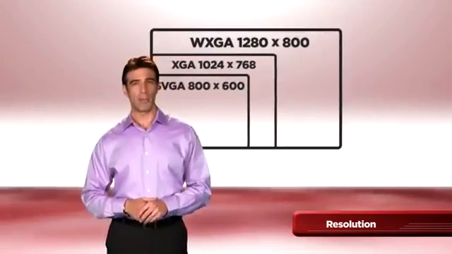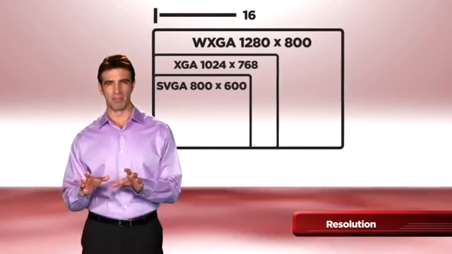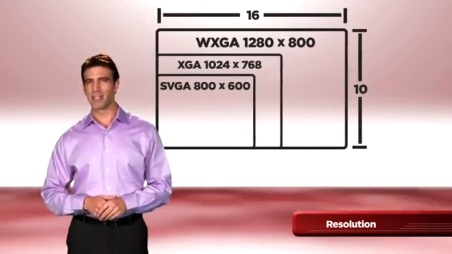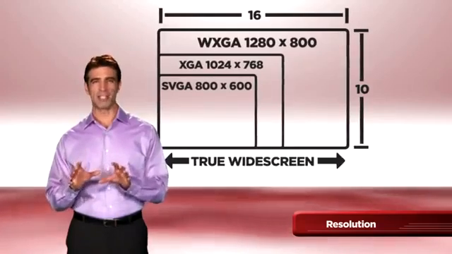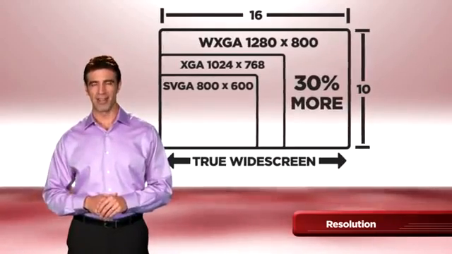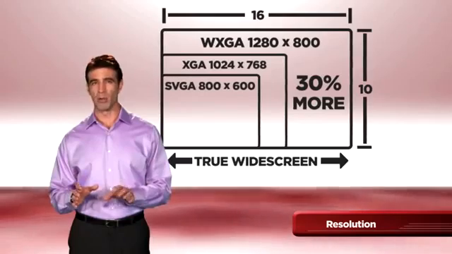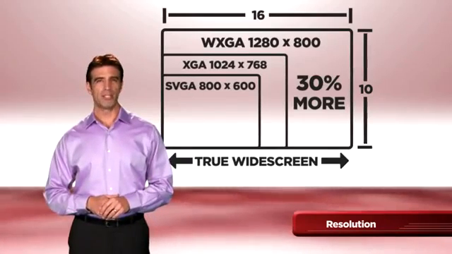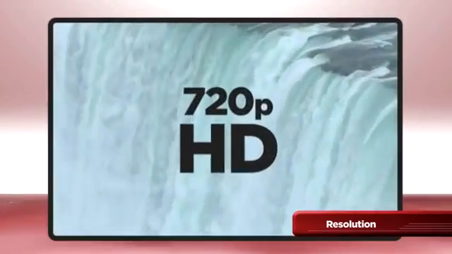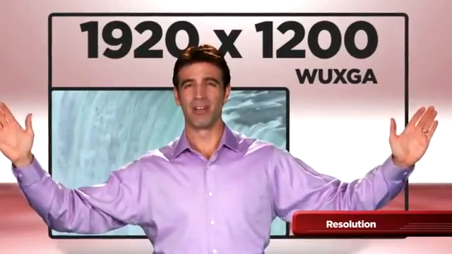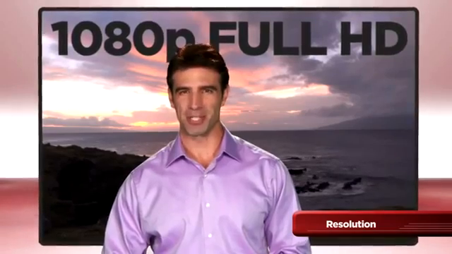1280 by 800, or WXGA resolution, is high definition, and its 16 by 10 aspect ratio, or more of a rectangular shape. The 16 by 10 aspect ratio is true widescreen and provides 30% more image area than a standard 4:3 image. 16 by 10 is also the most common aspect ratio for new computer monitors. With WXGA, you can project a 720p HD image properly. At the top of the range is 1920 by 1200, or WUXGA resolution. This is also a widescreen resolution and can project true 1080p HD images.